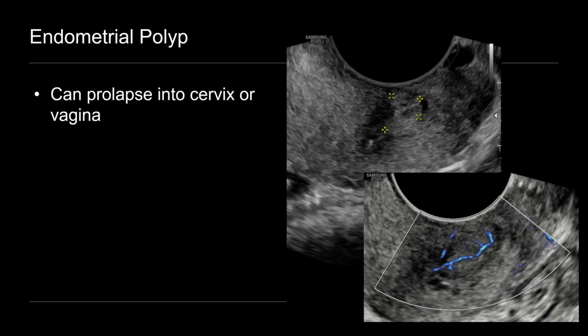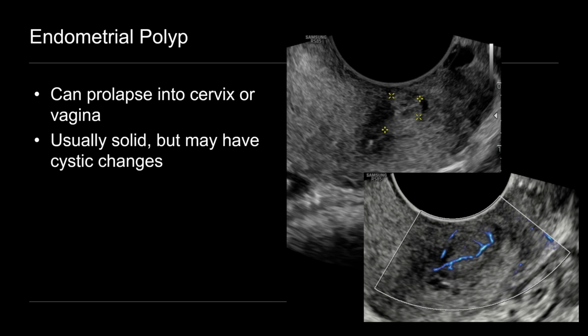So polyps can sometimes prolapse into the cervix or even the upper vaginal cavity. As we've seen, these are usually solid, but they can sometimes have some mild cystic changes. For symptomatic polyps, the treatment is typically polypectomy, which is polyp removal. That's sometimes done with a hysteroscope, which is a thin camera-equipped tube inserted through the cervix to visualize the endometrial cavity and localize the polyp for excision.